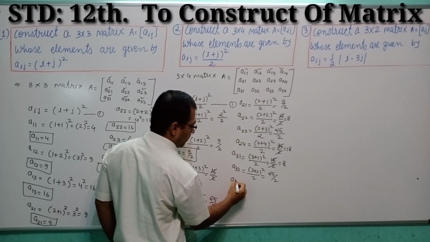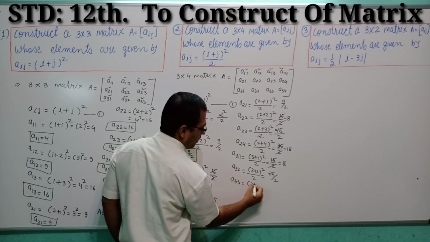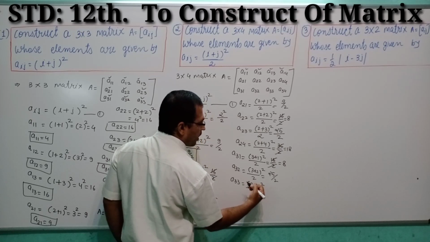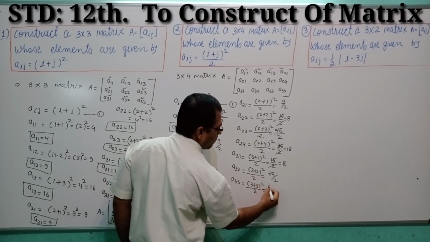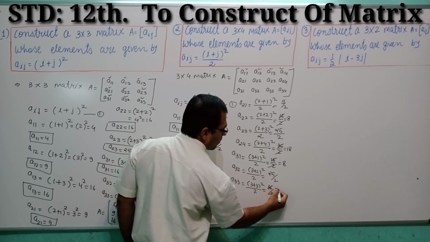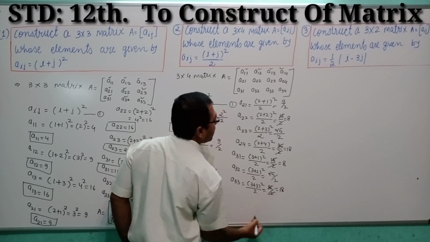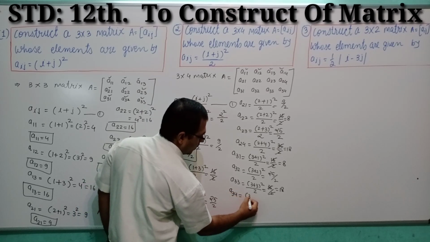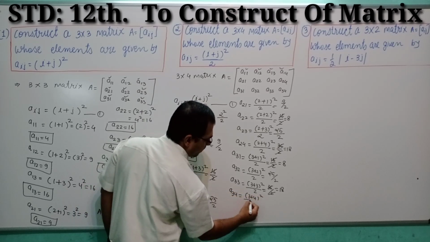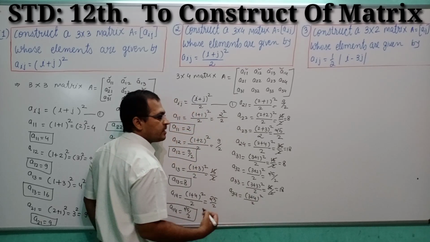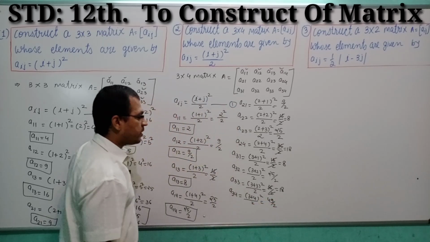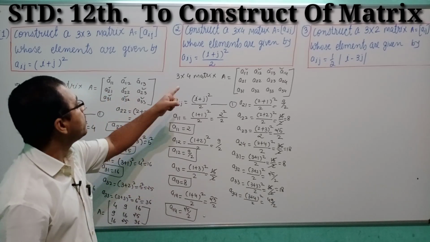A33. (3 plus 3) whole square divided by 2. 3 plus 3 whole square means 6 square, 36 by 2. The value of A33 is 18. Now A34. (3 plus 4) whole square divided by 2. 3 plus 4 whole square means 7 square. So 49 by 2. Okay students, now writing the elements of A.